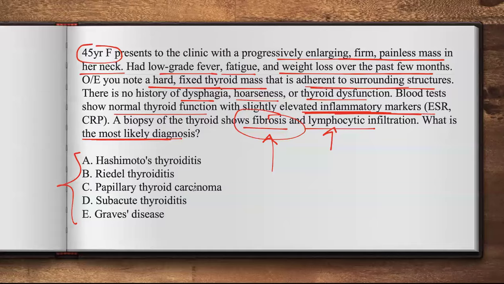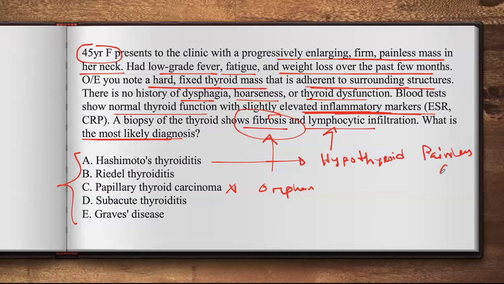So how do we come to the diagnosis now? We know it is not a papillary cancer because this patient hasn't got any Orphan Annie nuclei in the biopsy. Why is it not Hashimoto's? Hashimoto's thyroiditis is the commonest cause of hypothyroidism, but this patient's thyroid function is normal. Most importantly, Hashimoto's thyroiditis gives a painless goiter. So you can get a painless goiter, but not painful. They will not have fever. They will not have weight loss. And definitely it will not be hard and fixed.